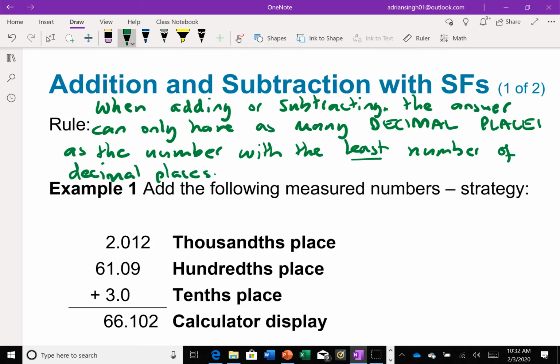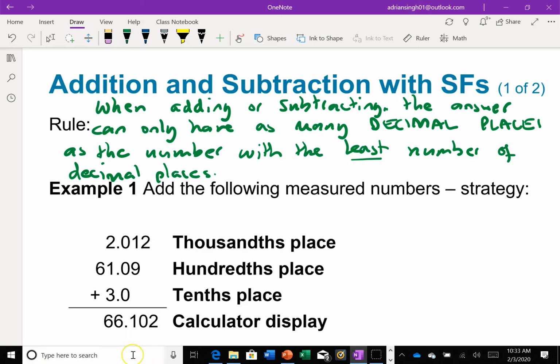All right, so for example, if you added together these three numbers, 2.012 plus 61.09 plus 3.0, your calculator is going to spit out 66.102. Which number has the least number of decimal places? The bottom one, right? This has one decimal place, and then this has two, and that has three. So what I like to do is to just go ahead and draw a line right after the one with the least number of decimal places.